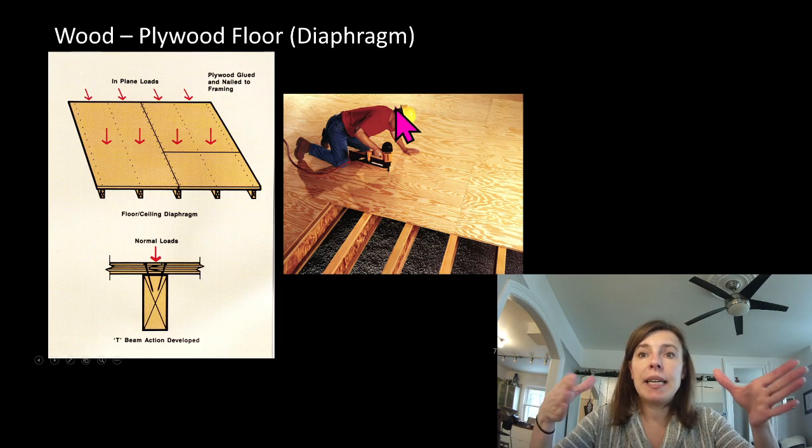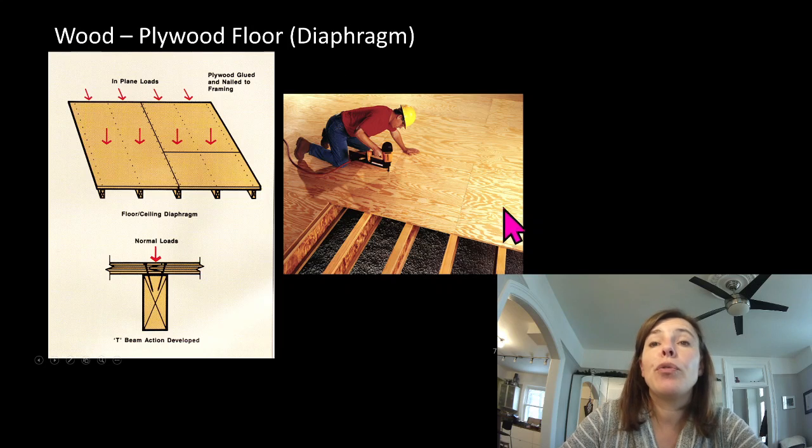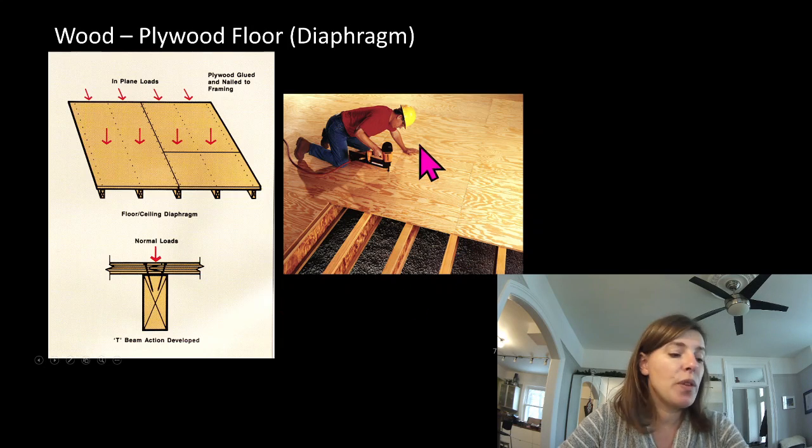To make sure our building doesn't go out of square in plan, we need to make sure the floor works. So that would be our diaphragm. You can see the in-plane loads here. And there are very specific screw or nailing patterns for that.